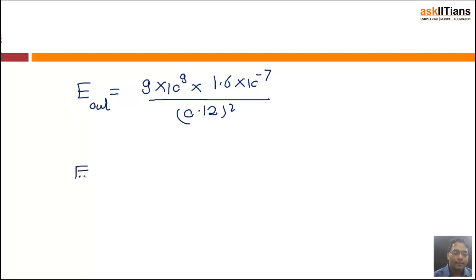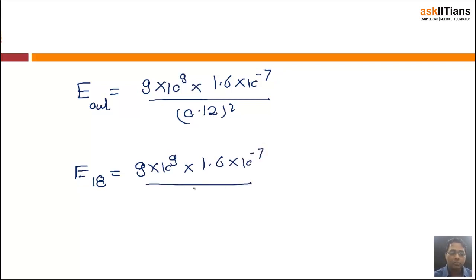Okay, then at a distance of 18. So when you are at a distance of 18, obviously you are outside this particular sphere. So that means here what will you get? You get E18, that's going to be equal to 9 into 10 raised to the power 9 into 1.6 into 10 raised to the power minus 7. These things remain as is. It's not going to be any change. Here only you are going to get a difference, as it should be 0.18 squared. That's it. No other difference is going to come up here.